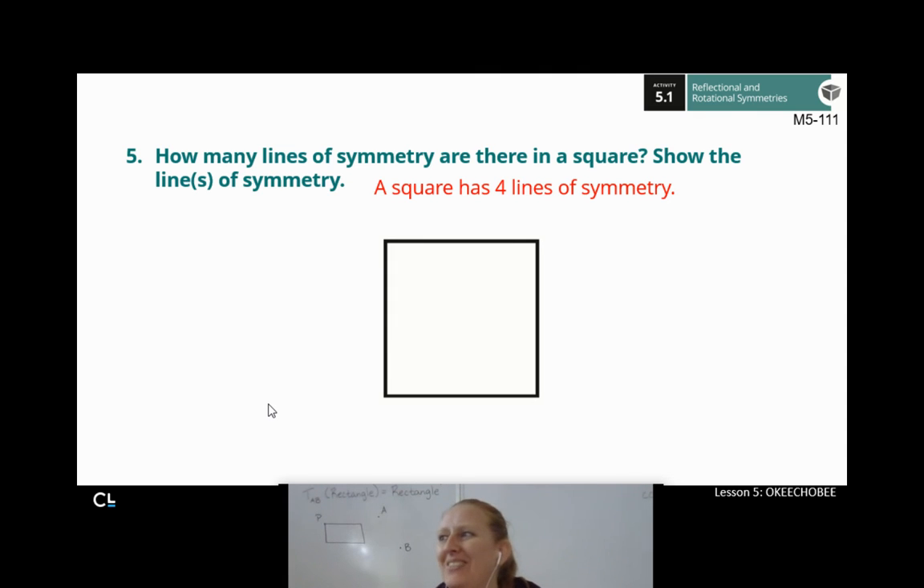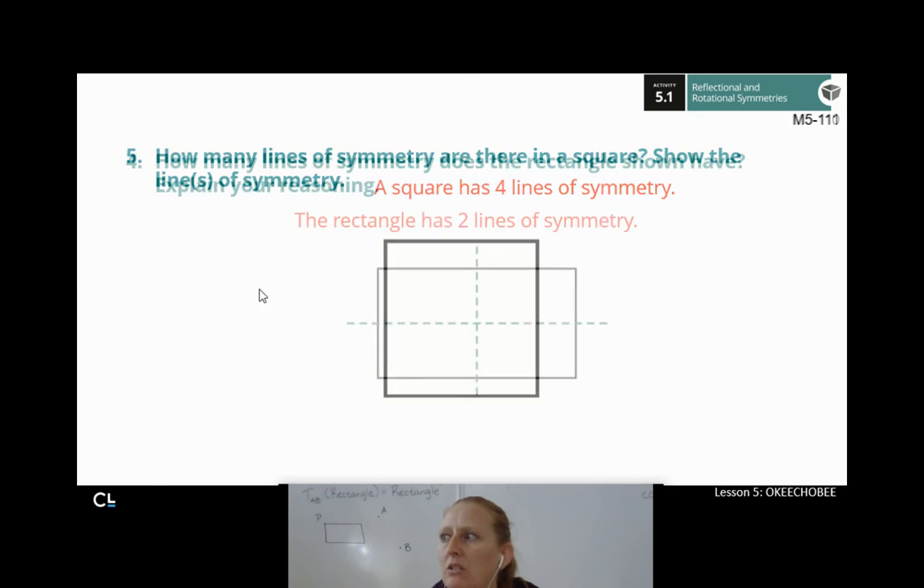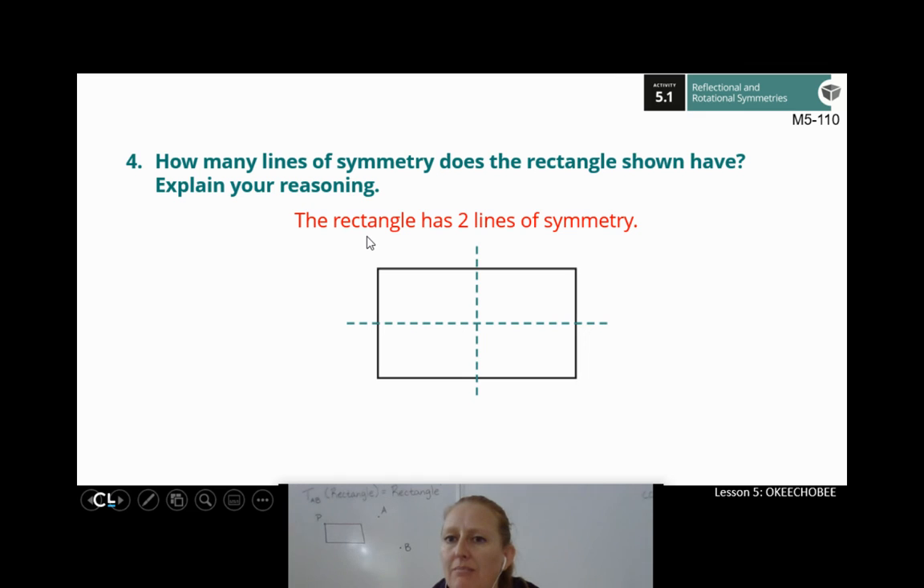How many lines of symmetry are there in your square? Draw them in. Tell me how many there are. Hit pause. Just kidding. Sorry, I'm giving away the answer. Hit pause. Work out number 5, and then hit play when you're ready to check your work.